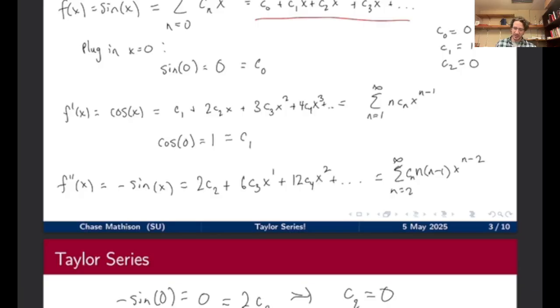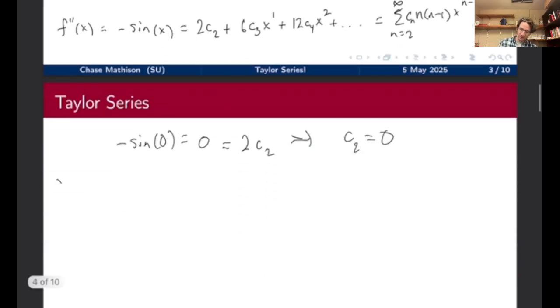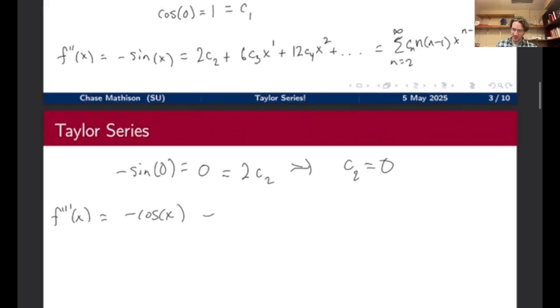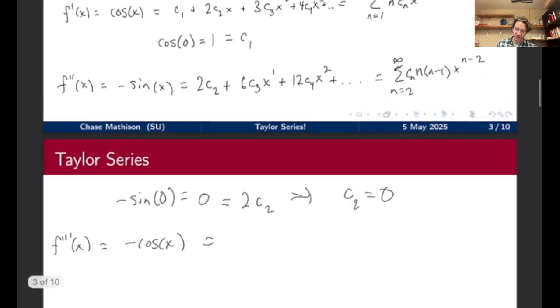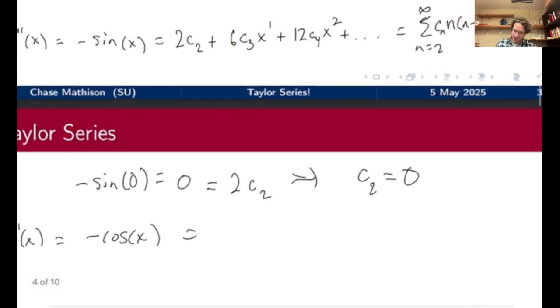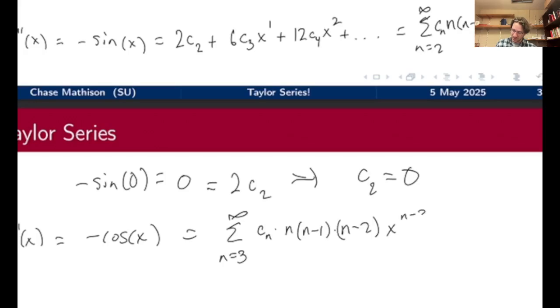Wow, amazing. Take another derivative, and I get negative cosine of x. And on the right, I'm just going to jump straight to differentiating the power series written in summation notation. This is going to give me the sum n equals 3 to infinity of cn times n minus 1 times n minus 2 times x to the n minus 3.